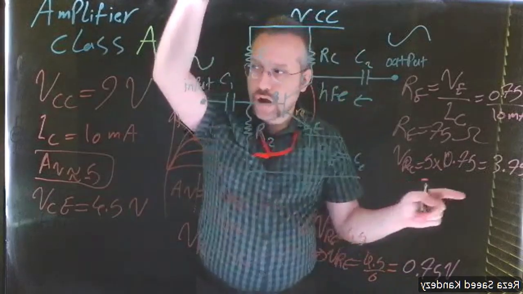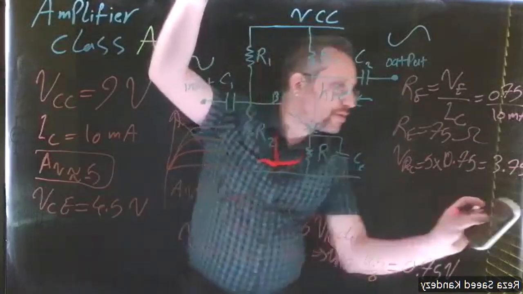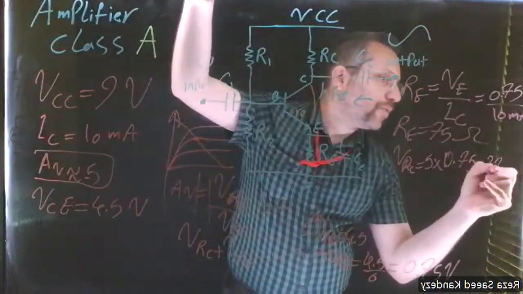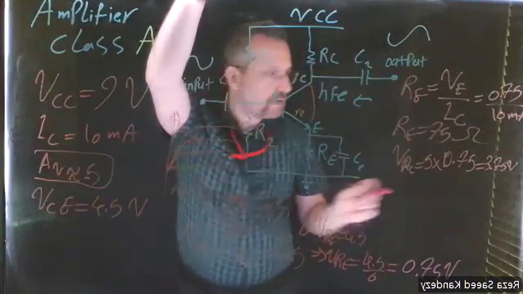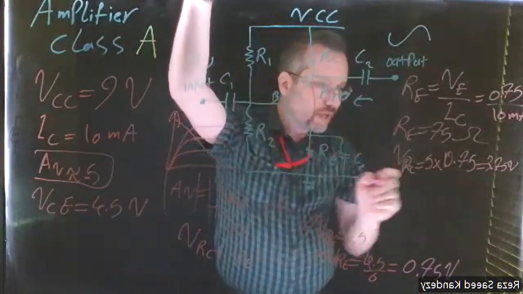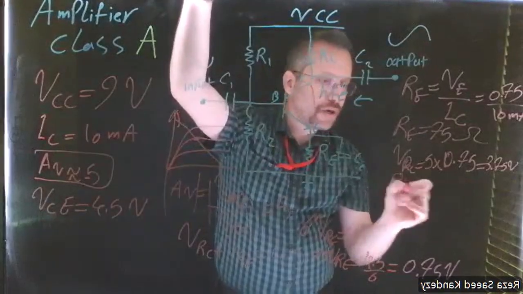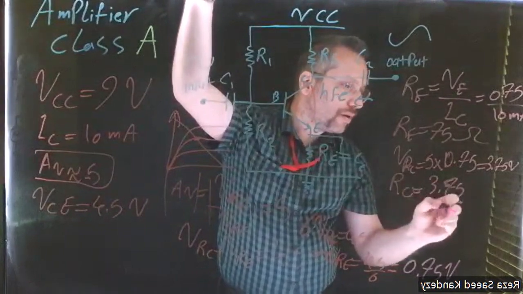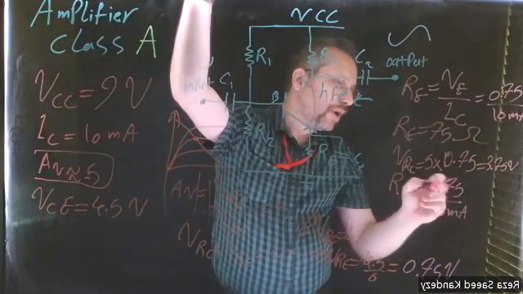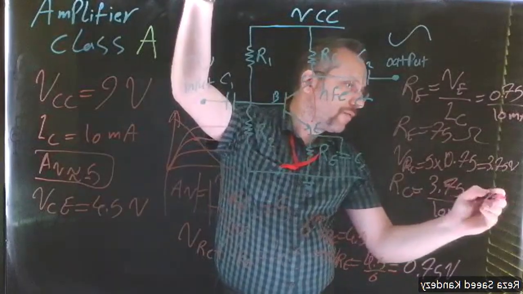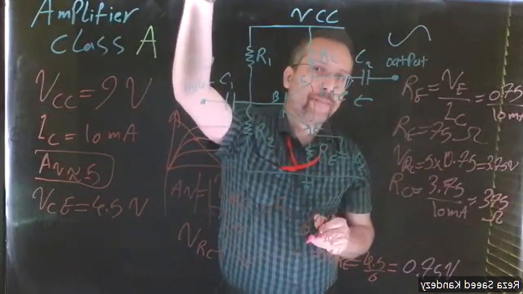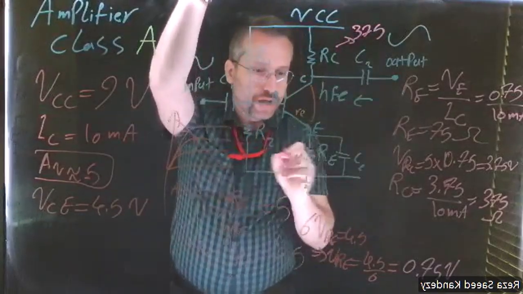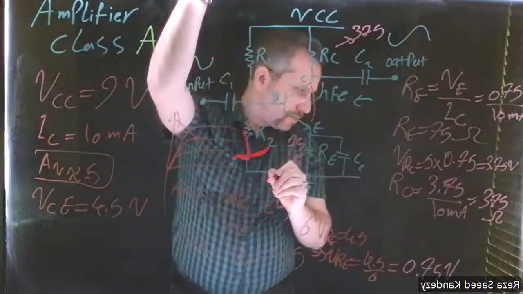I think it's a little bit out of the picture, so 3.75 volt. Now it's better. Again, we have the collector current, so RC becomes 3.75 over that 10 milliamp, which basically means 375 ohm. Now we have our RC 375, our RE is 75.